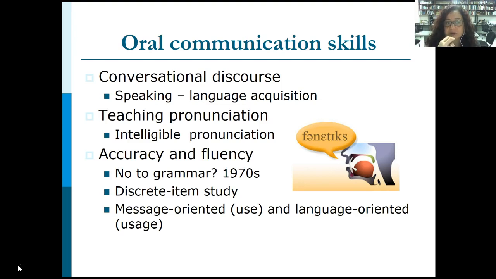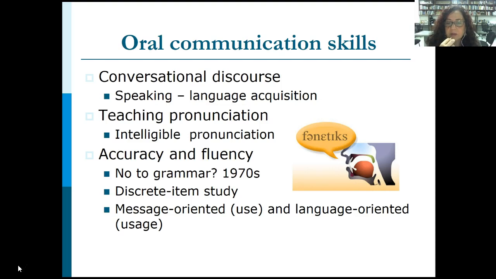Then we also should consider another aspect, which is accuracy and fluency. In the 1970s, we started this movement of not teaching grammar. Is it necessary to teach grammar or isn't it? People started considering other options of practice and other options of communication as the way to teach, not only grammar-based or grammar structures. Also, there is another point called discrete item study, which is when we study small items in language. So, for example, prepositions, or we study sounds, or we study morphemes, very small components of the language, and we analyze those.